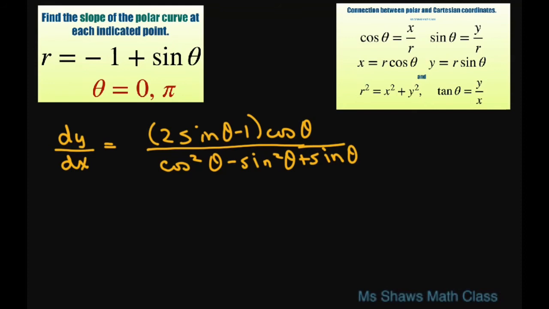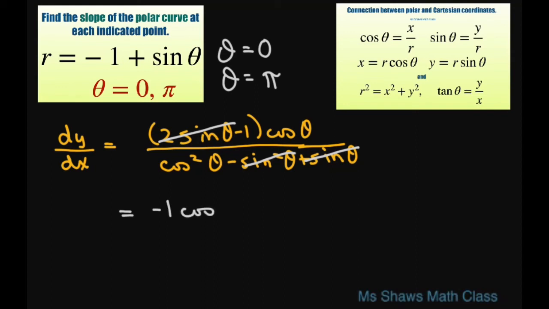Now, let's go ahead and evaluate at theta equals 0. At 0 and at pi, the sines are going to go away, because sine of 0 and pi are 0. So we can basically just cancel these out. Now let's just look at this. For 0, we'll get -1 times cosine of 0, which equals -1 times 1, and then the denominator is just going to be 1. So this is going to be -1.